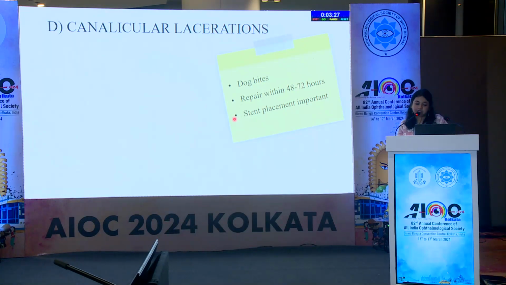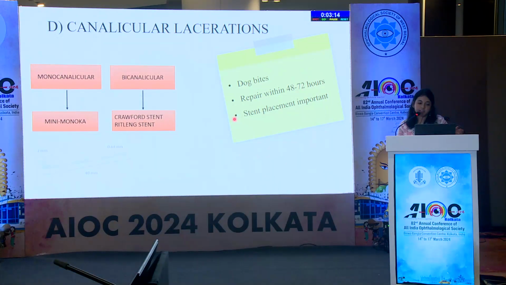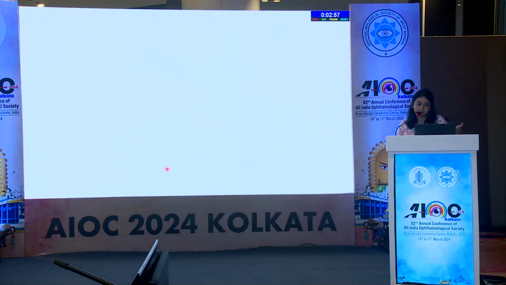What about canalicular lacerations? They are very characteristically associated with dog bites. And it's important that we repair it within the first 48 to 72 hours, because as time passes and the tissue edema increases, it becomes difficult to identify the cut ends of the canaliculus. Once the cut ends are identified, it's important that we place a stent. Like in this picture, we can see a stent has been passed through the puncta, through the proximal cut end of the canaliculus, through the distal cut end, and then till the hard stop is felt. And the rest of the lid is sutured by the principles that we've discussed in margin laceration repair.